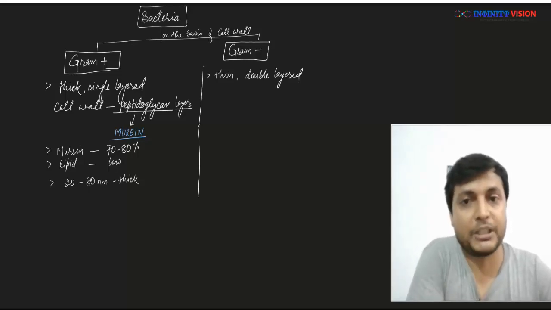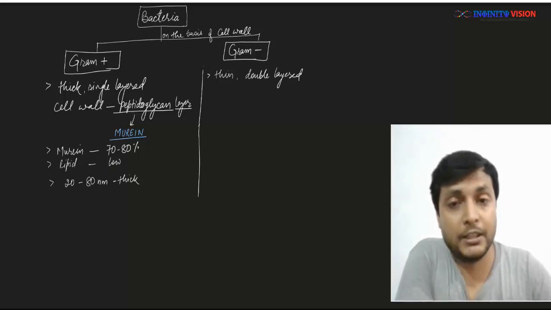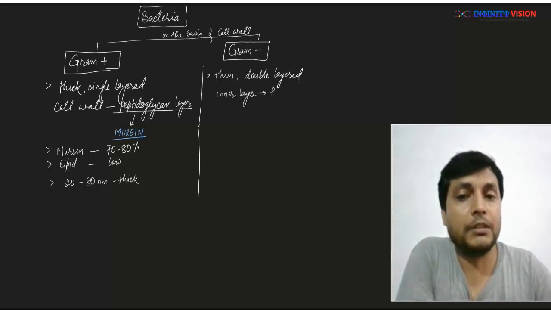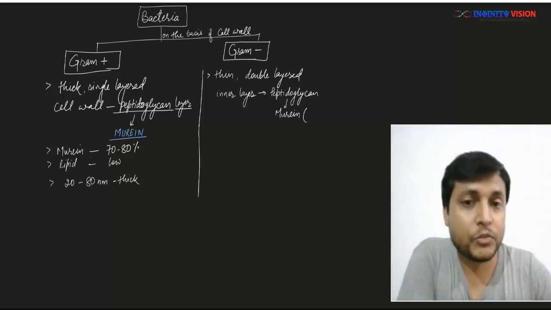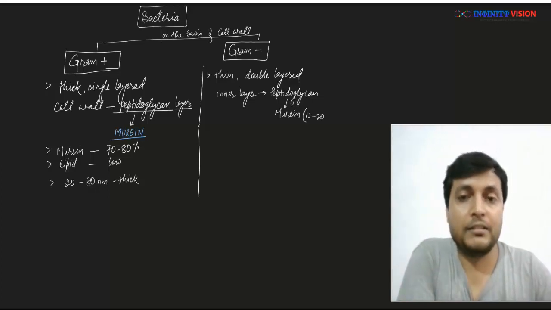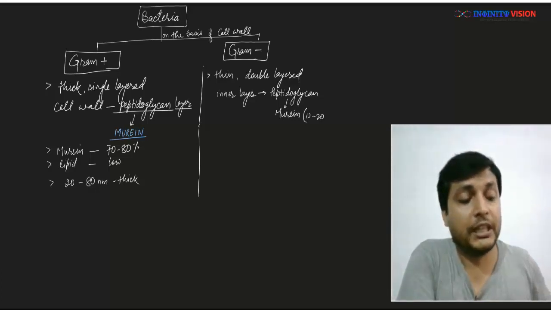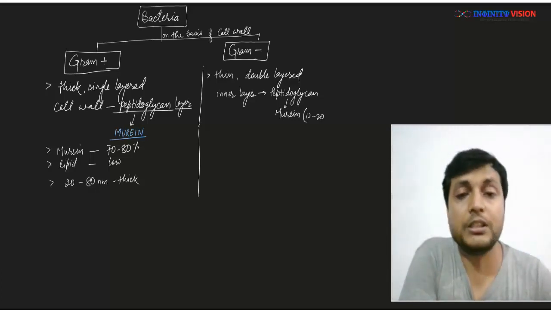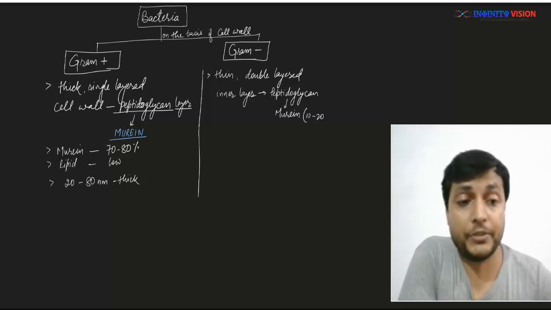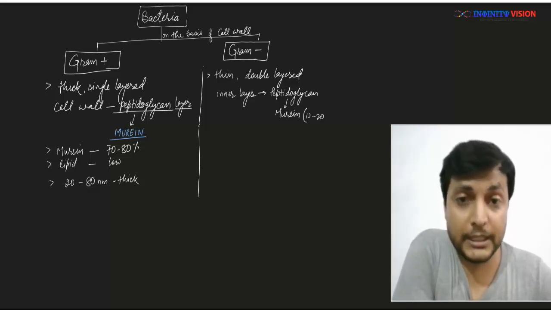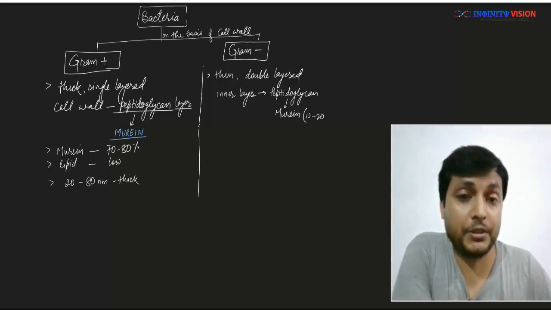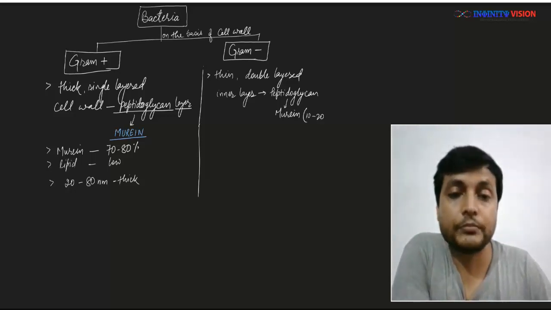In gram-negative bacteria, the cell wall is thin but double layered. The inner layer is made up of peptidoglycan, mainly murein, and since it is very thin, the overall composition of murein in this type of cell wall is only 10 to 20%. Only 10 to 20% in the whole cell wall.